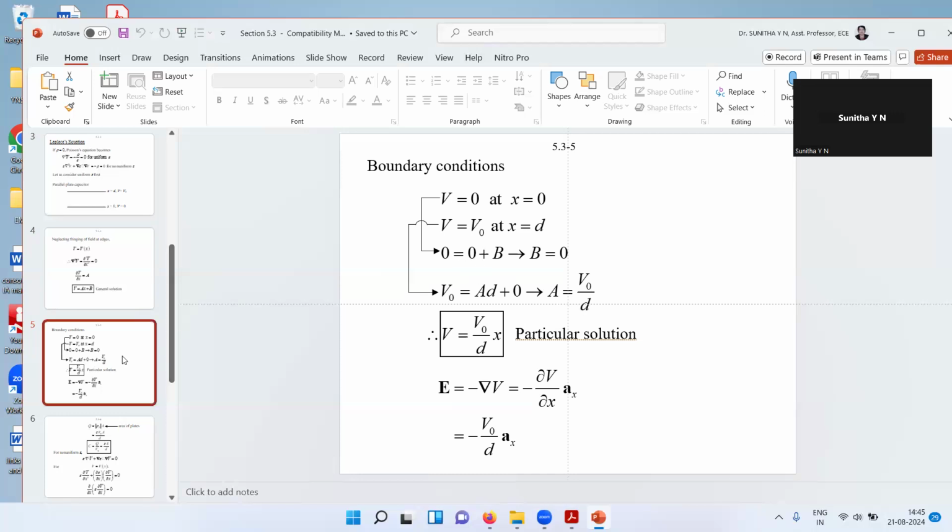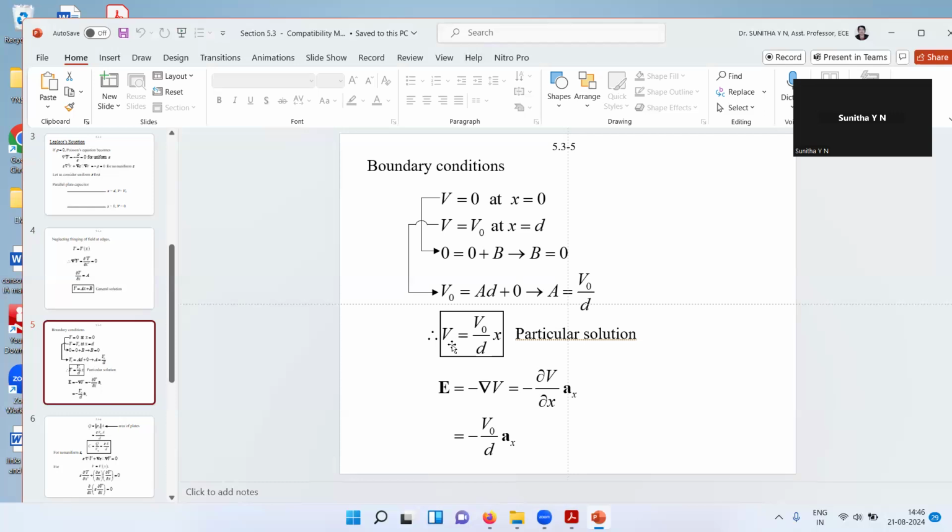Very simple here. What you have to do is construct two equations: one equation based on this condition, and another based on that condition. The first equation gives b equal to 0. In the second equation, I apply V equal to V naught at x equal to d, and since b is equal to 0 already, I get a equal to V naught by d. So now V is equal to V naught by d into x. This is what we call the particular solution.